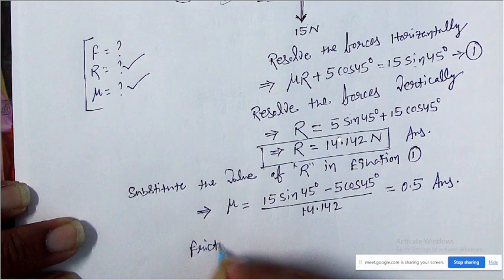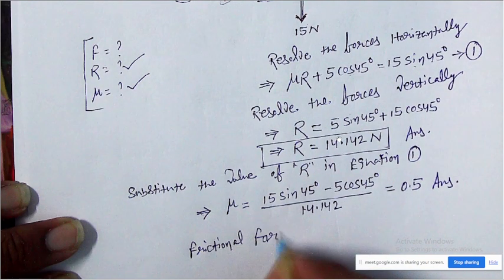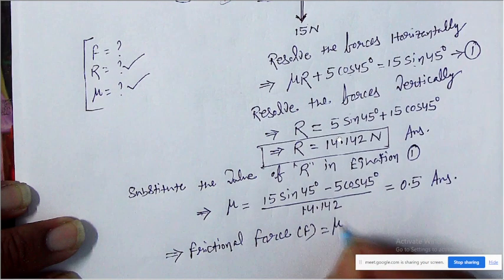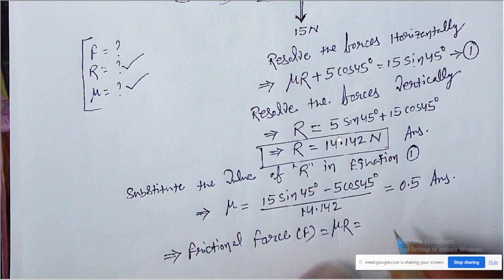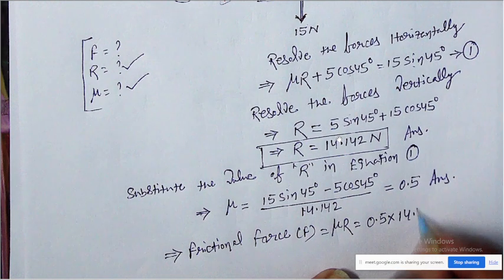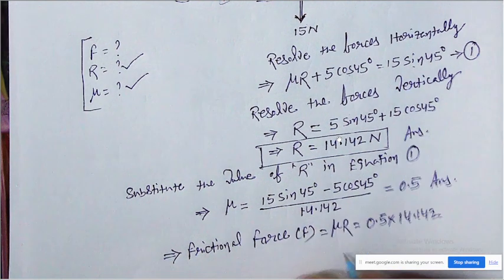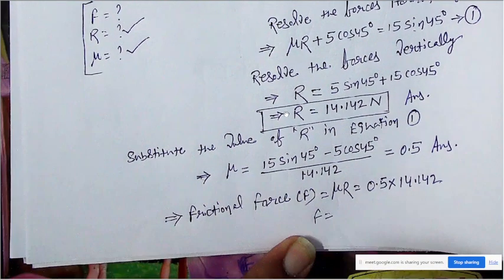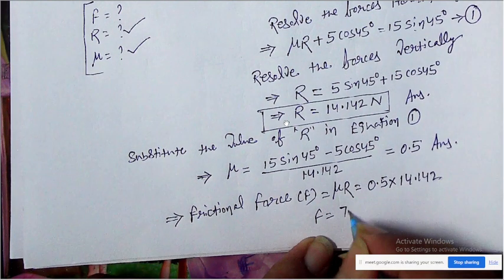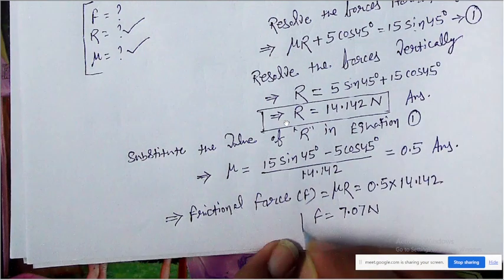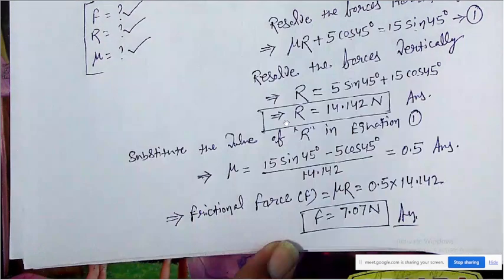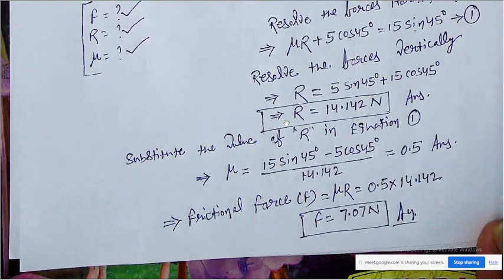So what is the first one? Simple, frictional force F is equal to mu R. You know the formula. What is mu? 0.5 into what is R? 14.142. How much did you get? 7.07. So you got the frictional force. First you got normal reaction, then coefficient of friction, then frictional force.